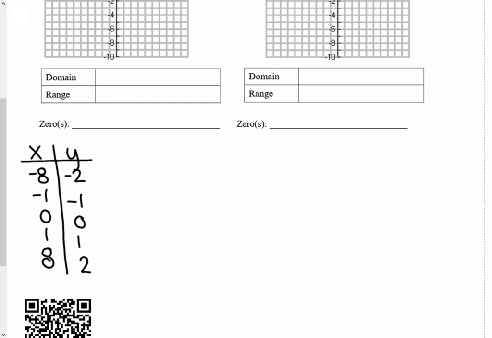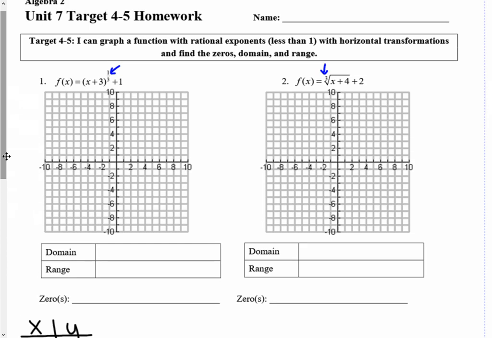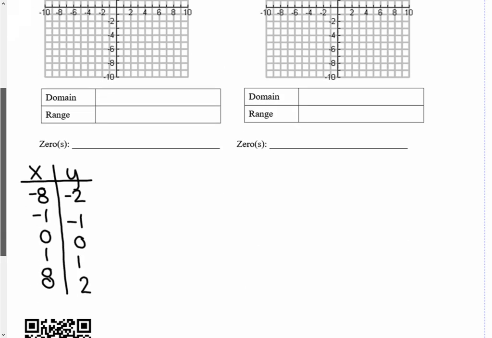Then I'm going to apply the transformations given to us in the equation. So the +3 in the equation, remember that tells me I'm moving left 3. We always think the opposite of anything in the parentheses or underneath the root. It's the opposite, and it's always to your x. To move x values left 3, I have to subtract 3 from them. So I'm going to subtract 3. I get -11, -4, -3, -2, and a +5.